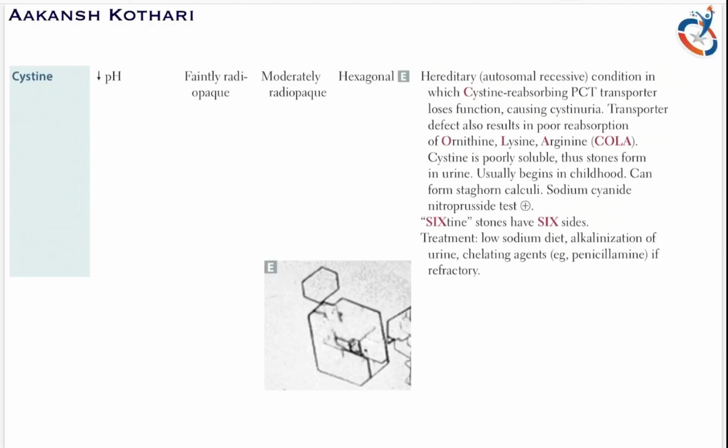Okay, so is the cystine stone clear? It is majorly due to a hereditary defect which increases the amount of cysteine, resulting in formation of staghorn calculi, detected by sodium cyanide nitroprusside test, treated by low sodium diet, alkalization and chelating agents. So, are the 4 types of stones clear? This is all about nephrolithiasis.